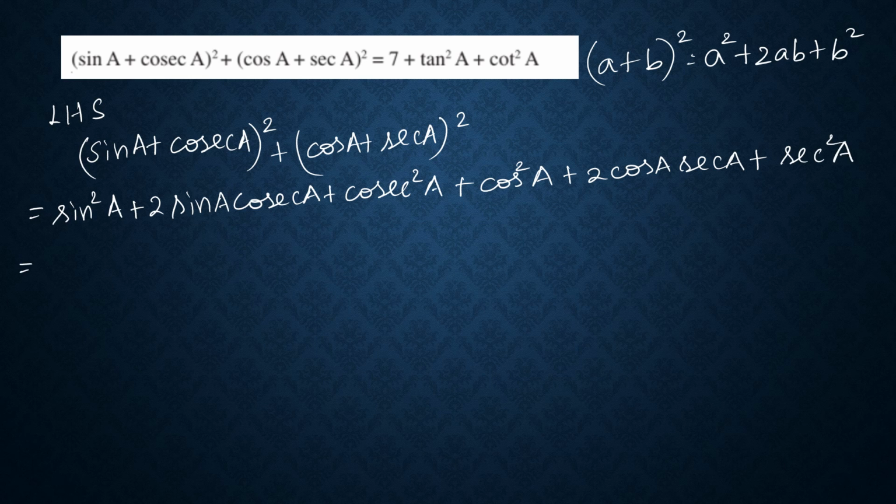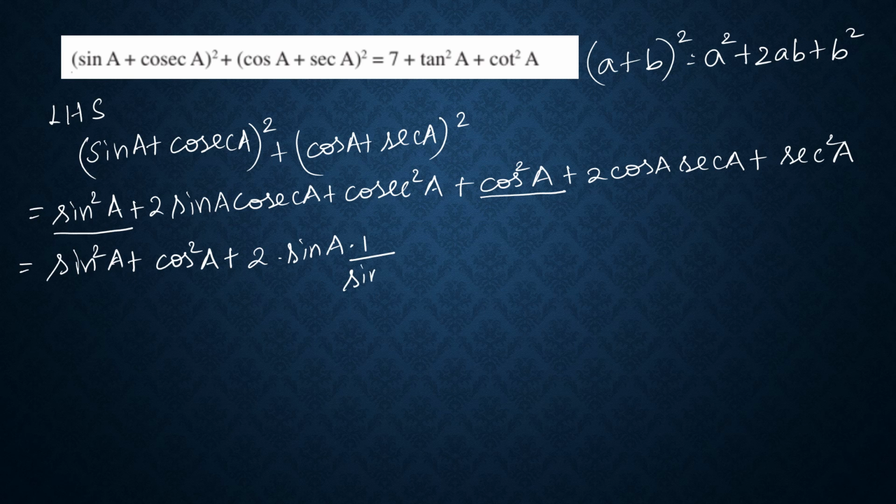Now what I'm going to do is, sin square A and cos square A I'm going to write together: sin square A plus cos square A. This 2 sin A cosecant A I'm going to write as 2 into sin A into, for cosecant A, 1 by sin A. This cosecant square A I am going to write like 1 plus cot square A. Cosecant square theta equal to 1 plus cot square theta.